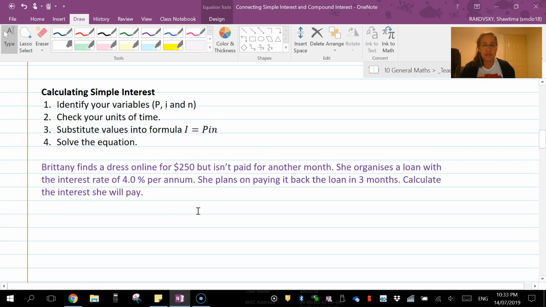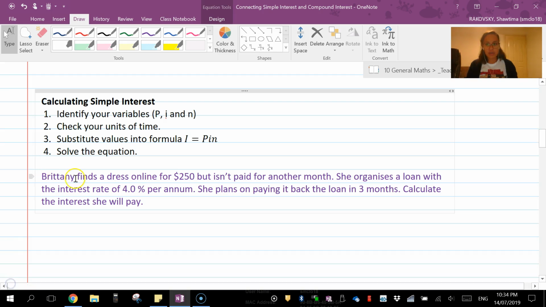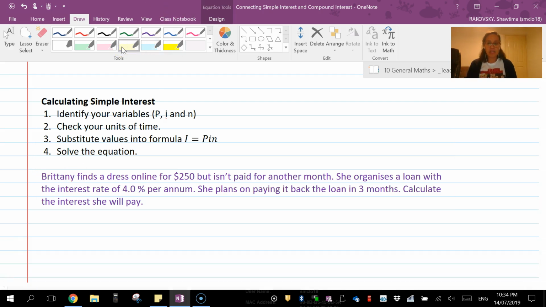So calculating simple interest, I'm going to do an example here. You need to work out your variables, P, R, N, check your units of time, that's important as well, and then substitute and solve your equation. Reading our problem: Brittany finds a dress online for $250, isn't paid for another month, organises a loan at an interest rate per annum, and plans on paying it back in 3 months. Calculate the interest she will pay. So we're not looking for the amount that she's paying back. She finds a dress online, so we know that our $250 is our principal.